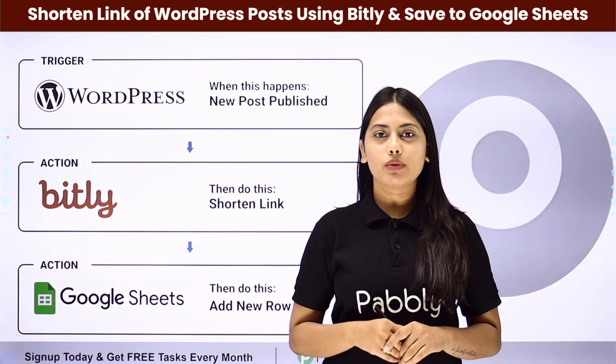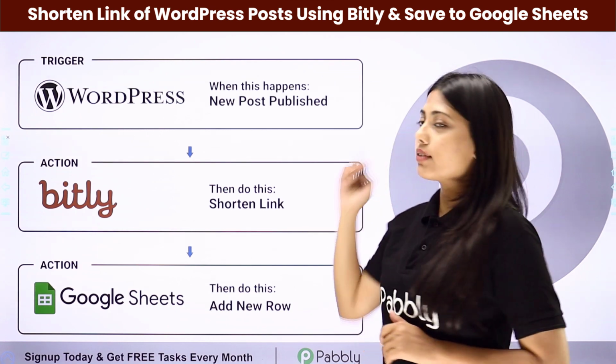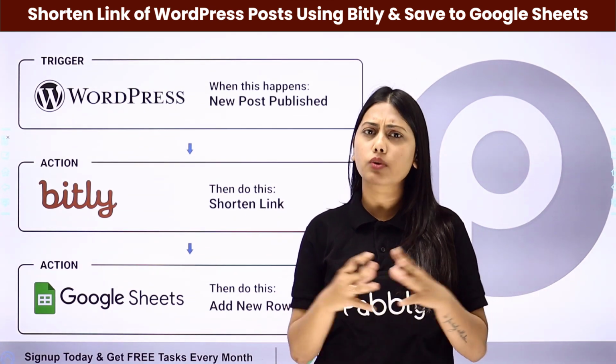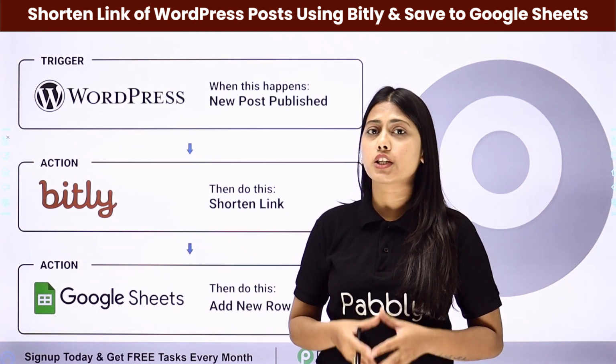Hello everyone, today we will learn how to shorten the link of a WordPress post using Bitly and then save it to Google Sheets. So whenever you create a WordPress post, a link is generated, which is a very lengthy link. So you can shorten it using Bitly and then save it to your Google Sheets for later use.